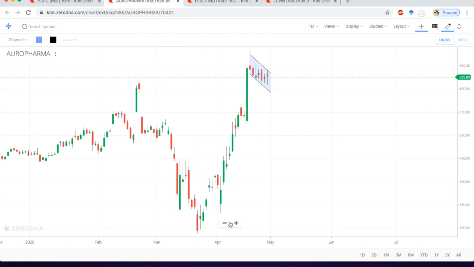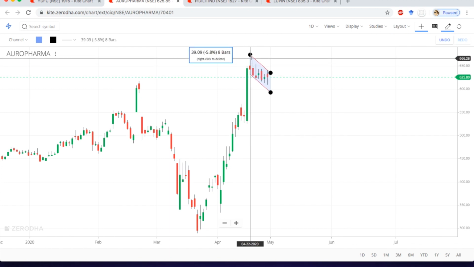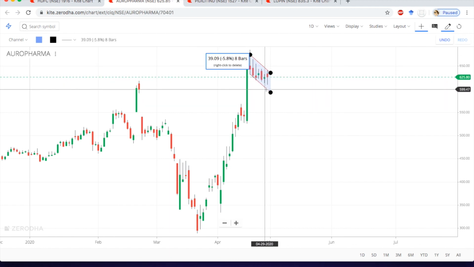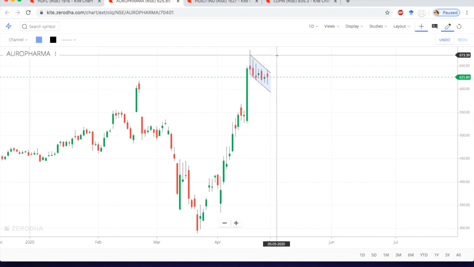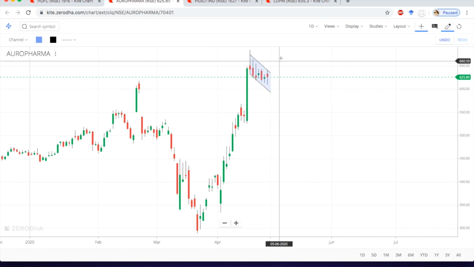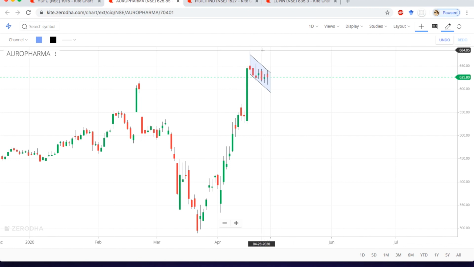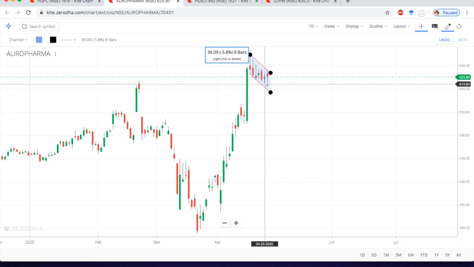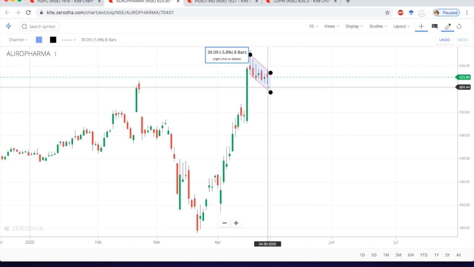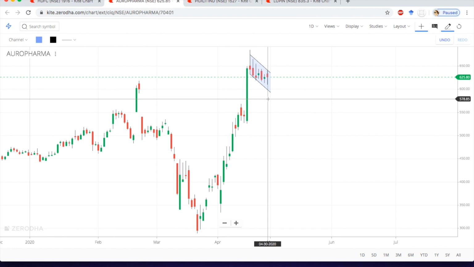Again, in Aurobindo Pharma we have a strong pullback, then consolidation in a channel. It might be possible to have a breakdown or breakout. So I will trade the breakout, and my first target will be this high, around 684, and my stop loss will be around 605. You can take it according to your risk management.